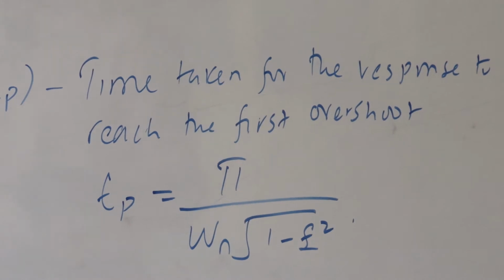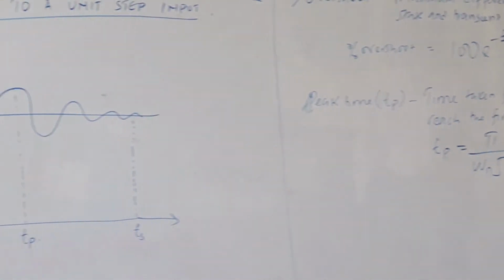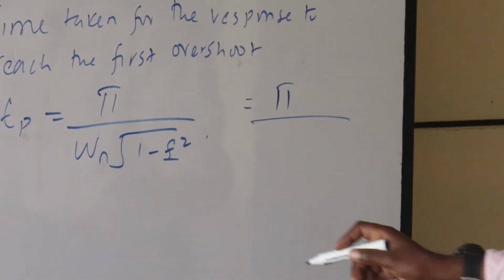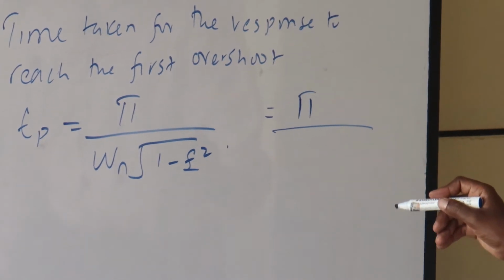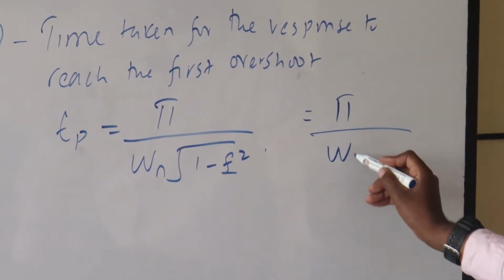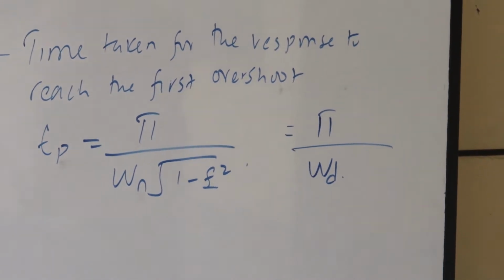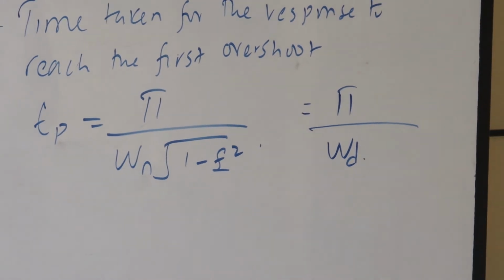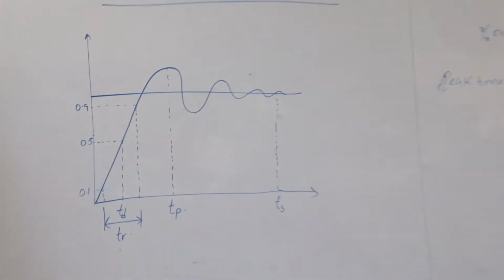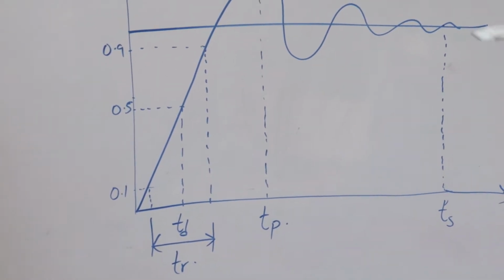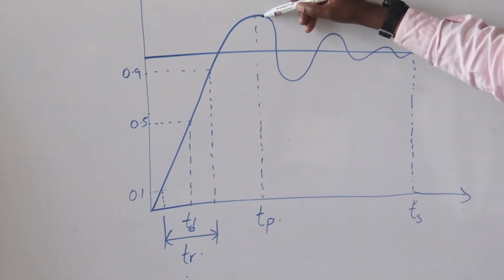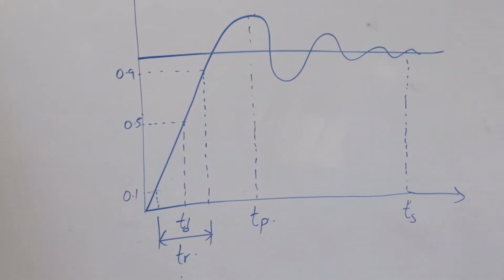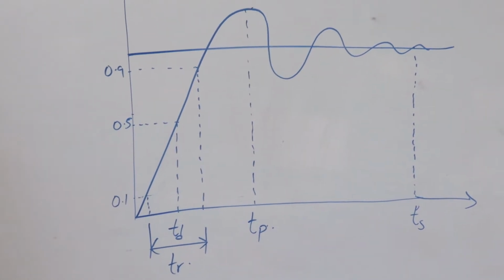From first principles, what we discussed, TP can still be given as pi all over omega n root of 1 minus zeta squared, which we can refer to as omega d, the damped frequency. So that is the definition of the peak time, and also the definition of the overshoot. You can see that the peak time TP is at the first overshoot, which is always higher.